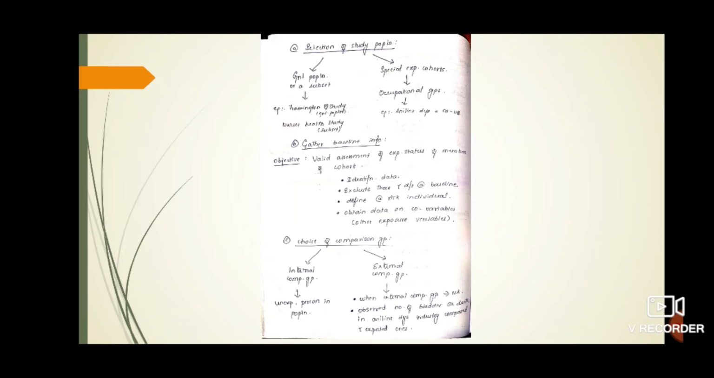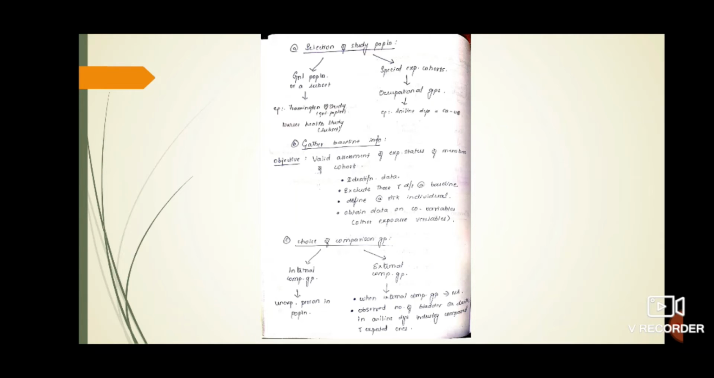And also we can select special exposure cohorts. For example, in occupational groups like aniline dye workers, we cannot take all the workers, because they range from the managing director to the base level worker. So we have to take special exposure cohorts, that is, those who are working in exposure to the aniline dye. That kind of special exposure cohort also we can study.